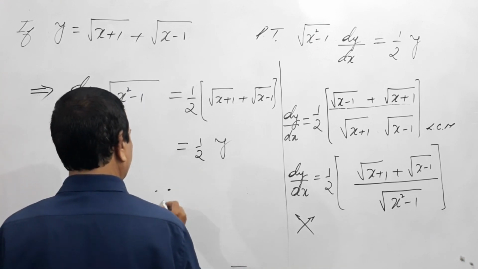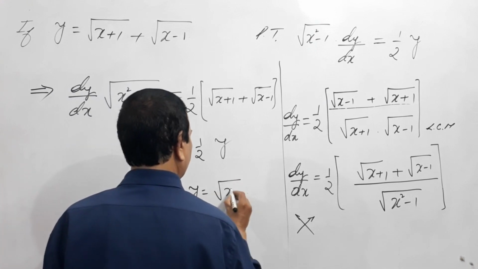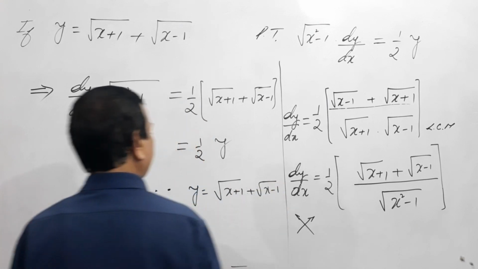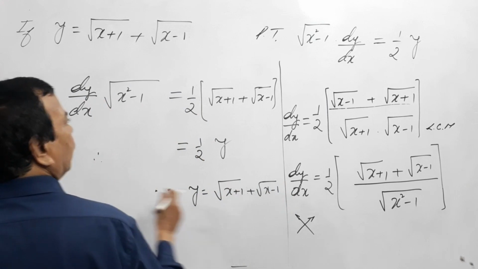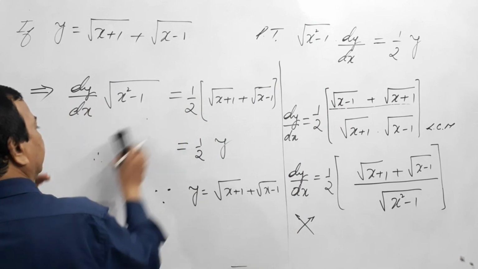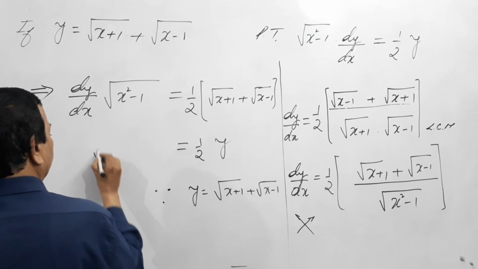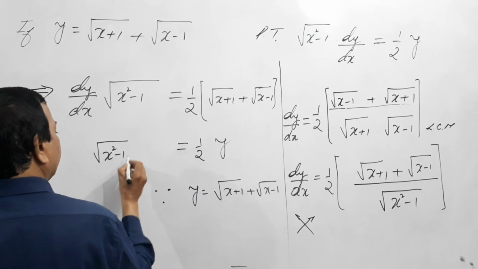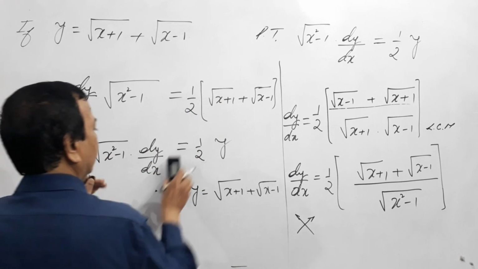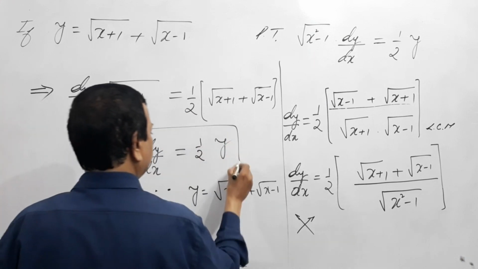Since y equals to under the root x plus 1 plus under the root x minus 1. Therefore, what do you want? We already got this. So I will interchange this. A into b or b into a, both are same. So I will write that in that form only. That is under the root x square minus 1 into dy by dx equals to, this is the answer.